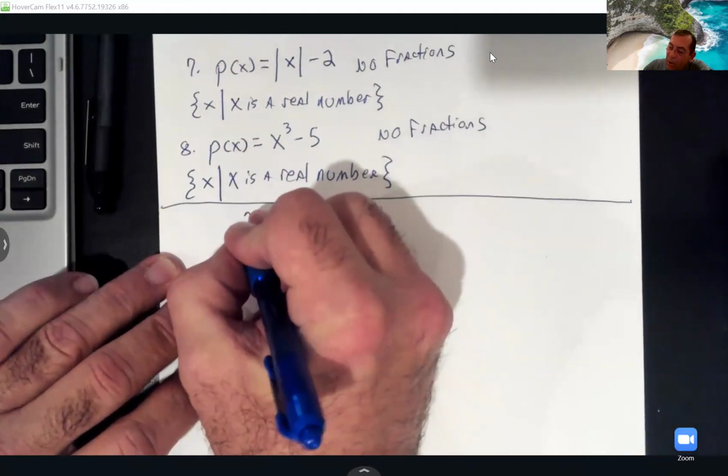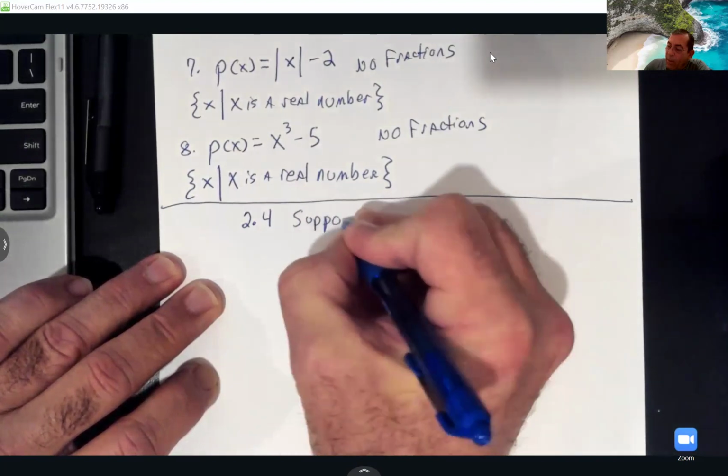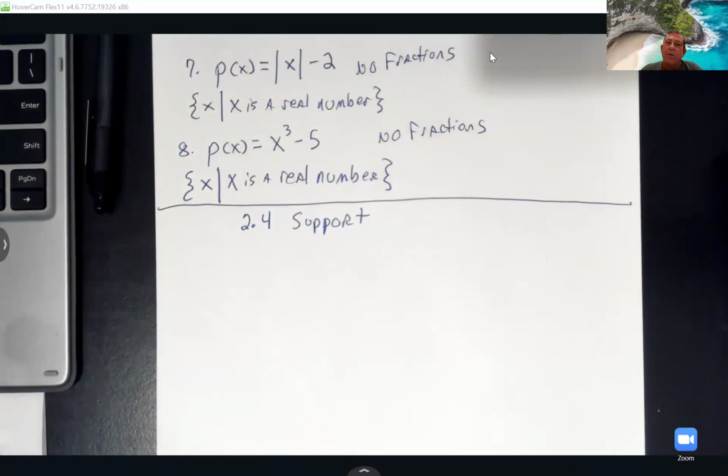So now what we're going to look at is 2.4 support. And this just goes over a few things you need to know so that we can do our 2.4 college algebra on Wednesday.